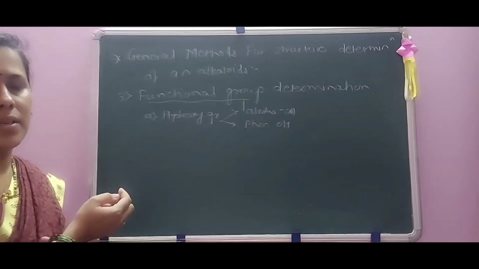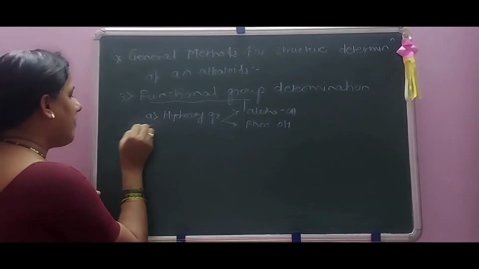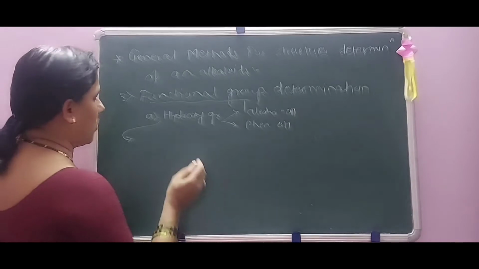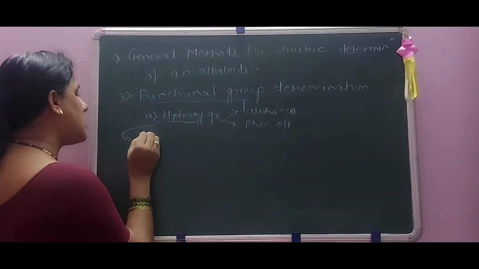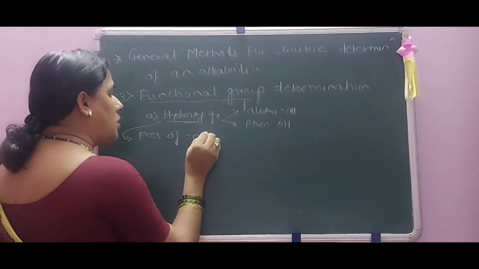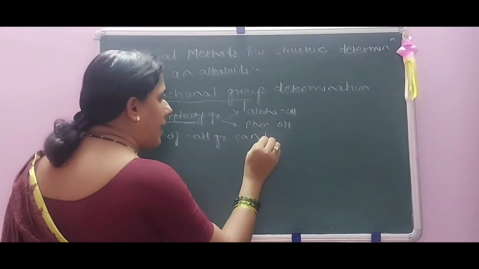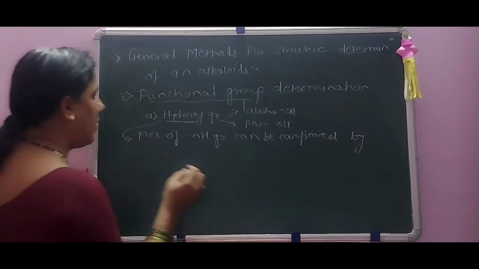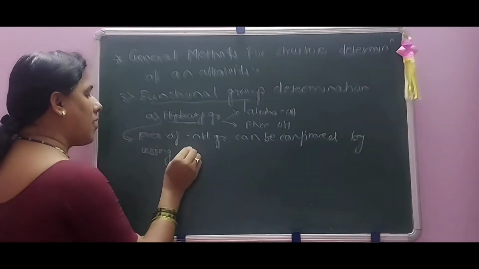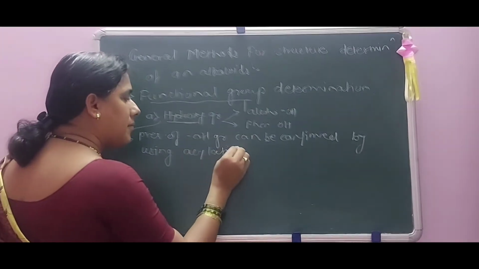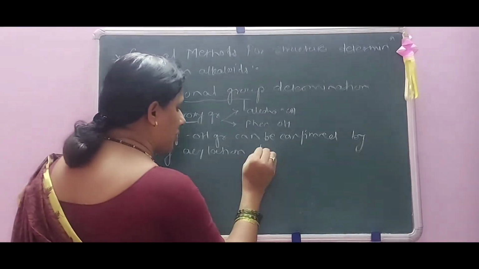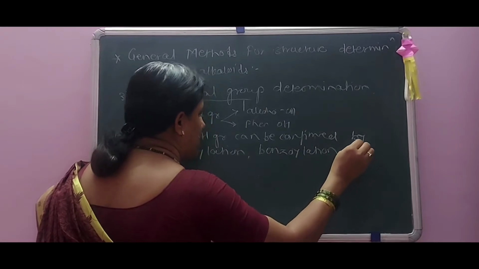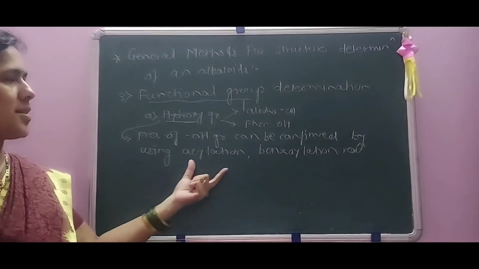In the hydroxy group, the first job is to determine whether the hydroxy group is present in the given alkaloid, yes or no. The presence of the OH group can be confirmed by using acylation and benzylation reactions. We have already discussed these reactions in citral.